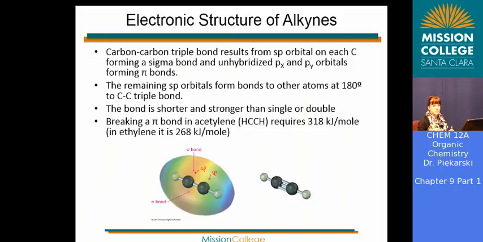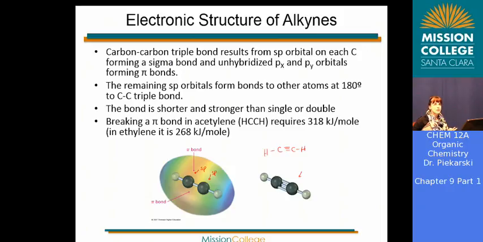We're sharing 6 electrons in a triple bond, so the bond is shorter and stronger than single or double bonds. The bond energy, or the energy needed to break a bond in acetylene, for example, which is the structure here, requires 318 kilojoules per mole, whereas ethylene only requires 268 kilojoules per mole. So if we were to break it in half, that's how much energy would be required.